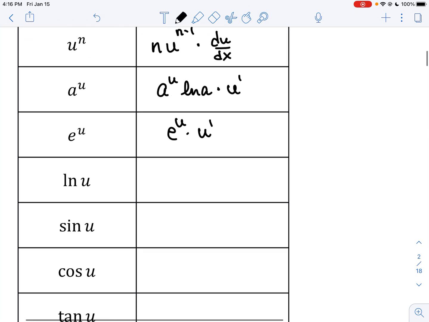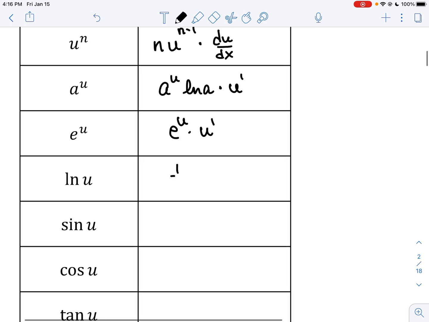So the derivative of natural log of u is going to be 1 over u, or 1 over the argument. We call this the argument. Sometimes the input of a function is referred to as the argument. So we do 1 over the argument times the derivative of the argument. And sometimes people will put the derivative of the argument just up top. So it's u prime over u.